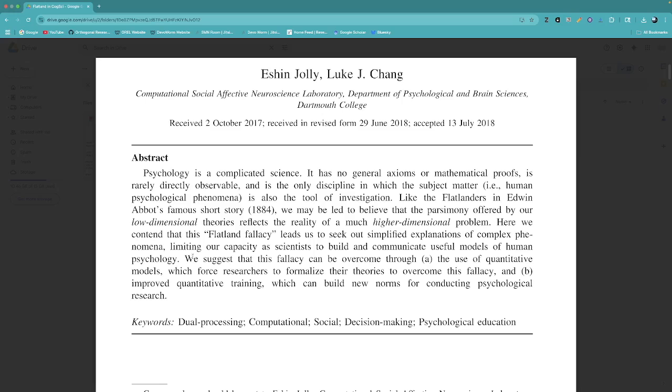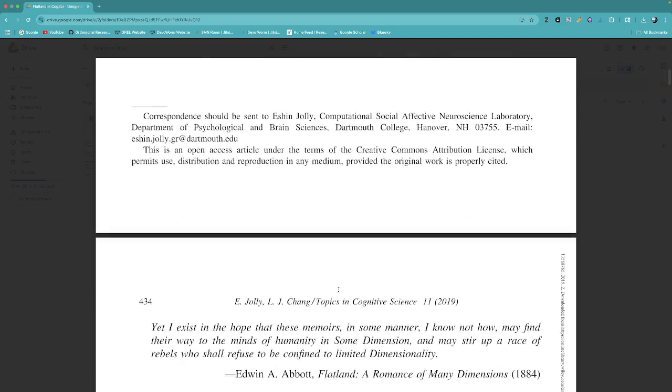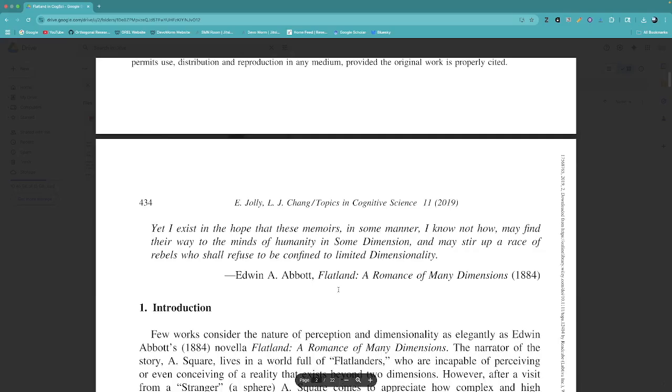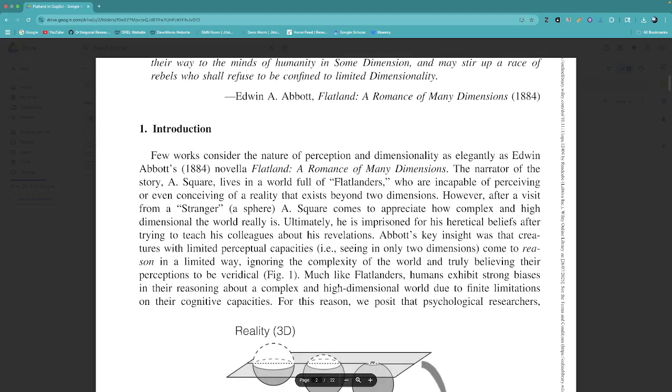We suggest this fallacy can be overcome through A, the use of quantitative models, which forces us to formalize our theories, and B, improved quantitative training, which can build new norms for conducting psychological research. So their interest is in psychology very specifically, and they give some recommendations for overcoming this Flatland problem.